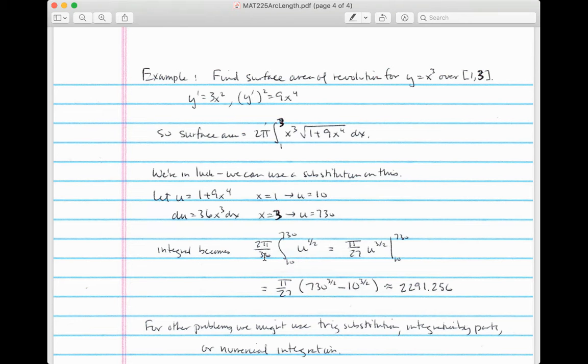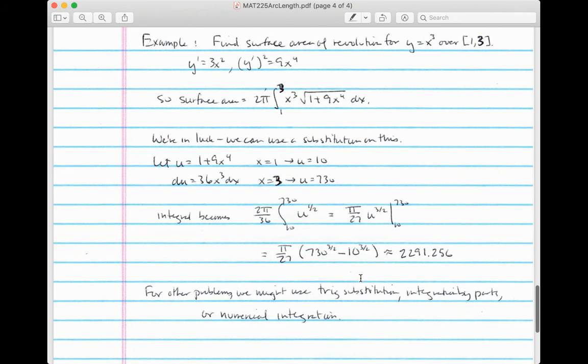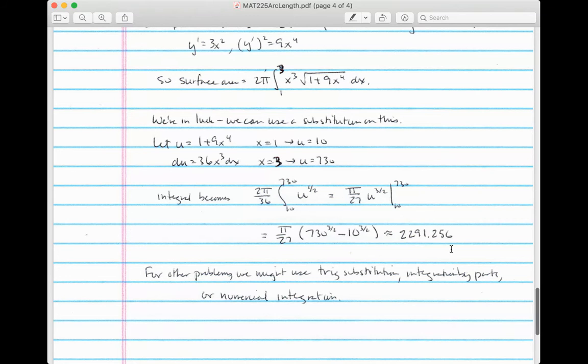And so we get 2 pi over 36, integral from 10 to 730, square root of u. Again, I'm missing a du here. We anti-differentiate, and we evaluate. And we get a rather large number this time. Other problems might involve, I guess, use of trig substitution. Integration by parts is possible. And as I mentioned, Simpson's rule is always a live option.